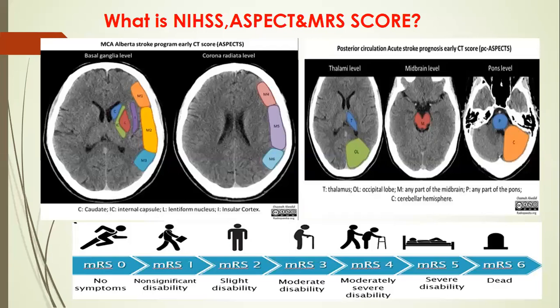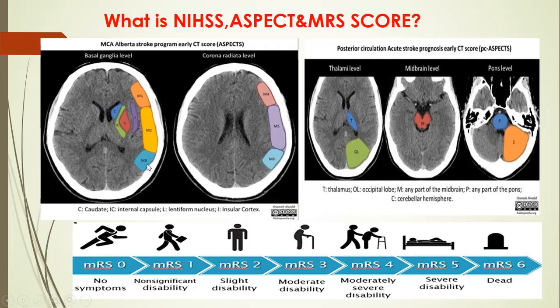Before going to the mechanical thrombectomy procedure, these are the common terms you are using: NIHSS score, ASPECT score, and MRS score. As a physician, you should know these three. When you get the CT done in the emergency department, you divide the CT slices at the basal ganglia level and supra basal ganglia level. This is the supraganglionic level, and this is the ganglionic level. You divide. This is C for caudate, IC for internal capsule, L for lentiform, and I for insular cortex.